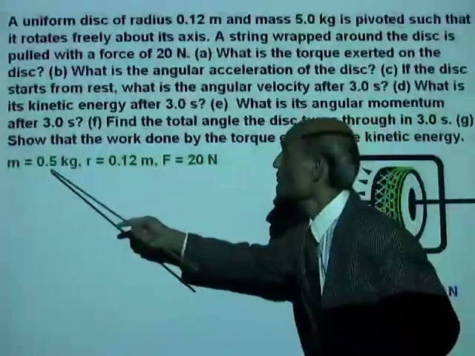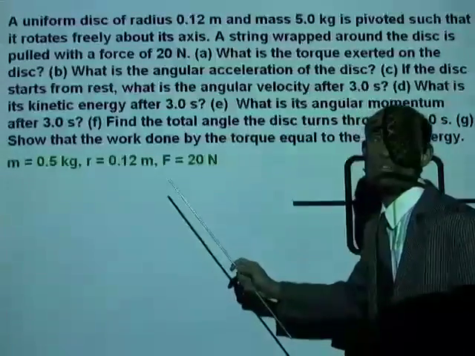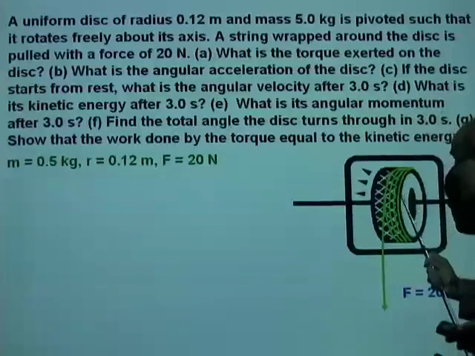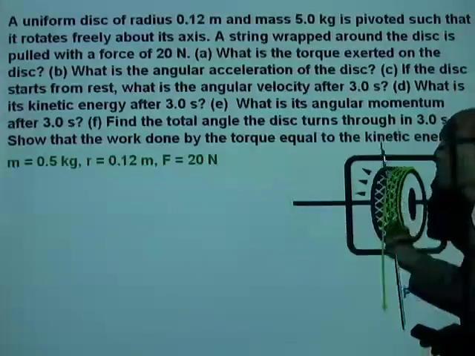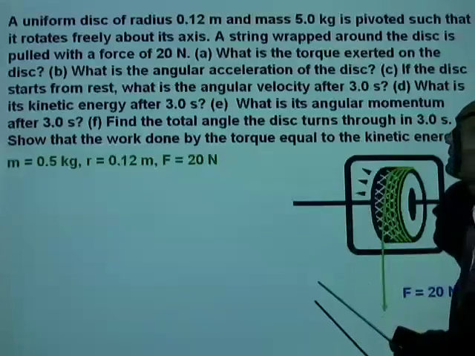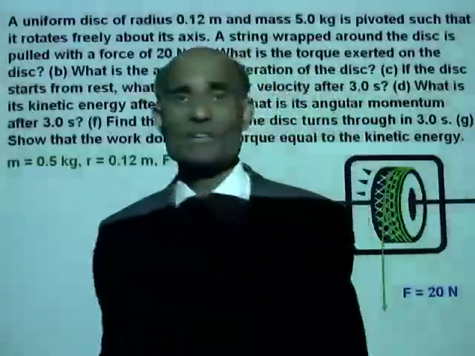Now, the mass of the disk is 0.5 kilogram. The radius of the disk is 0.12 meter. A tangential force of F equal to 20 Newton is applied on the disk. This is the first thing. What is the torque exerted on the disk?